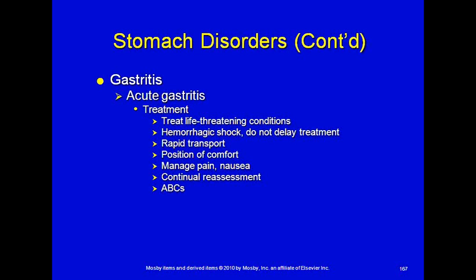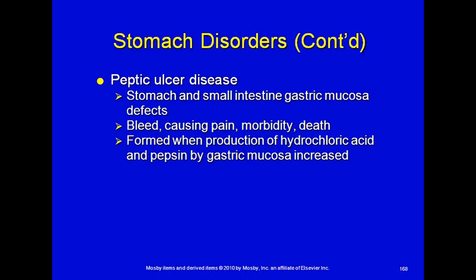Treatment, if the hemorrhage is severe enough to cause shock, then you need to treat the life-threatening conditions, but that would be bleeding inside, bleeding that we can't see. So if the pressure's less than 90, we would consider giving them some fluid, but as long as the pressure's over 90 and they've got radial pulses, we're not going to be administering any IV fluids. Rapid transport, position of comfort, if blood pressure will support it, certainly manage their pain and nausea, and continually reassess.